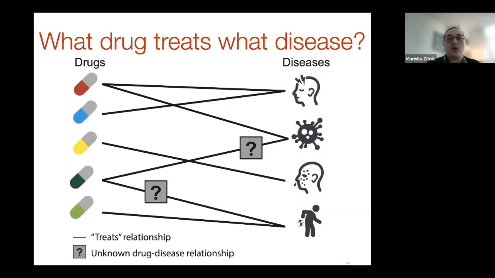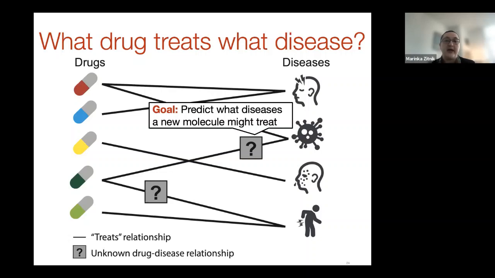So at the core of this problem is then a question: what drug treats what disease? The way we think of this question is the following. Imagine we have a bipartite graph where nodes are drugs and diseases. Edges between drug-disease nodes indicate treatment relationships. So we have some known edges that represent known information about what drugs exist on the market and what diseases they're being prescribed for. And our goal is to take that information to predict new edges between drugs and diseases that are indicative of what diseases a new molecule might treat.